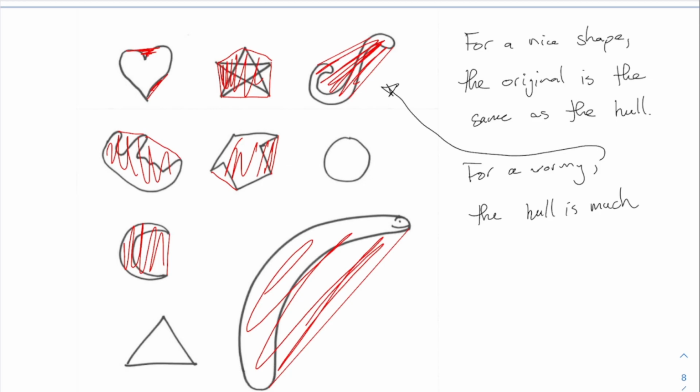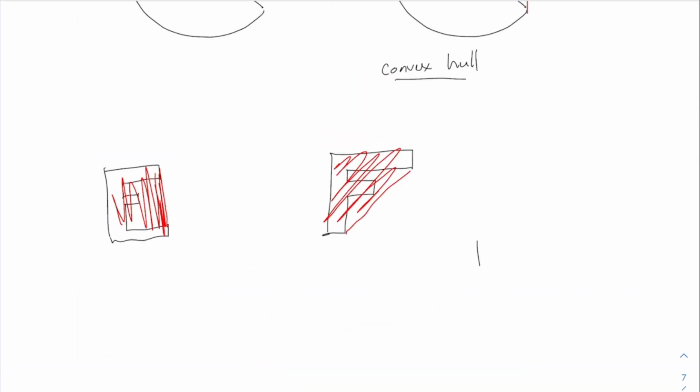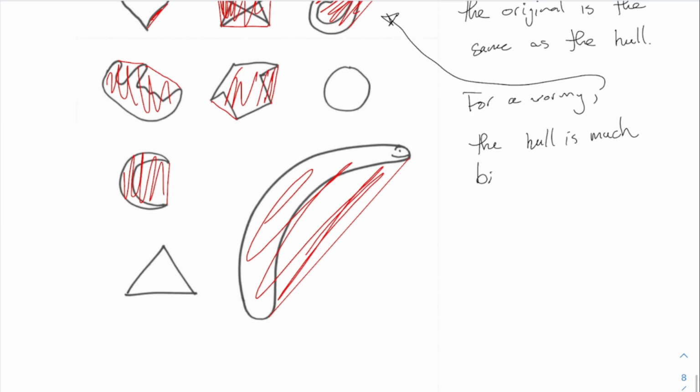If the convex hull is much bigger, then you get a number with a huge denominator, which is a small number. So here, the hull is much bigger. That's the point. We'll do the details of that next time, though. As you're leaving, I printed out the homework just because it has pictures on it.